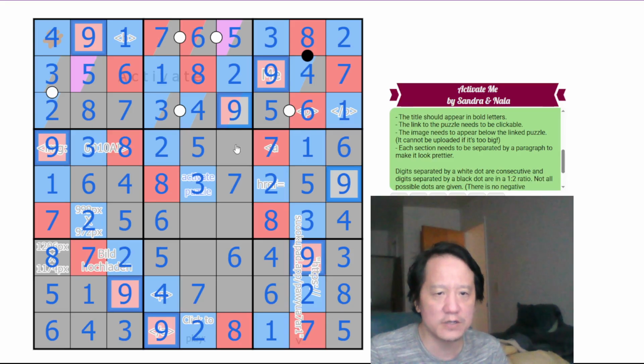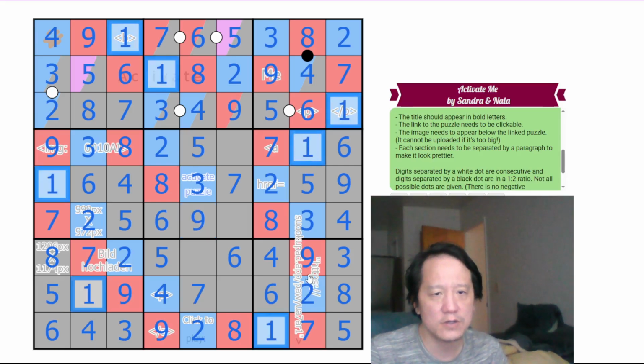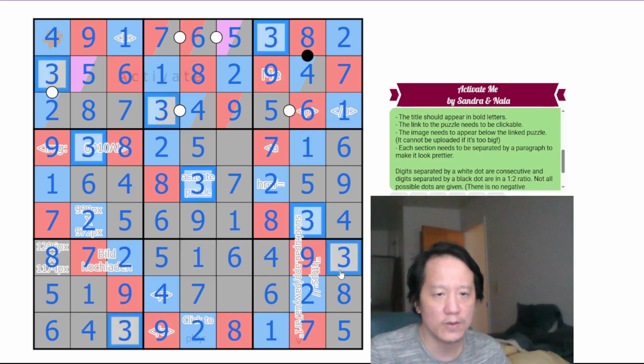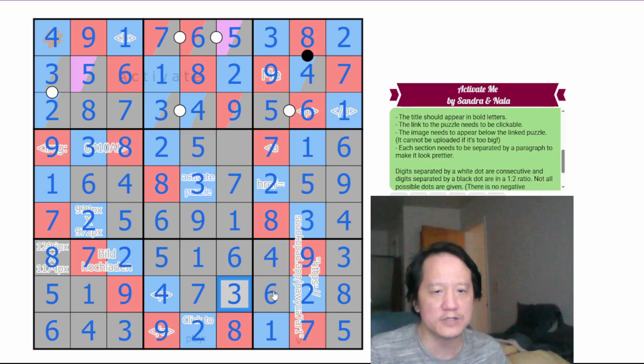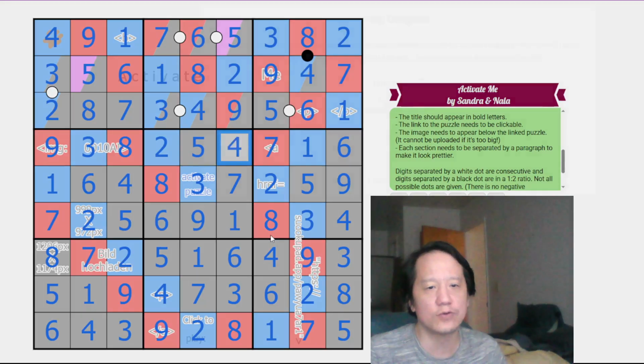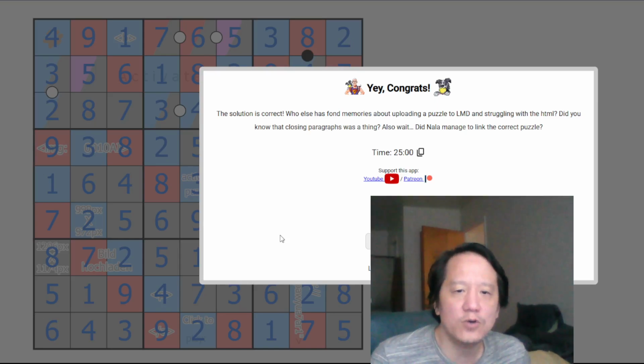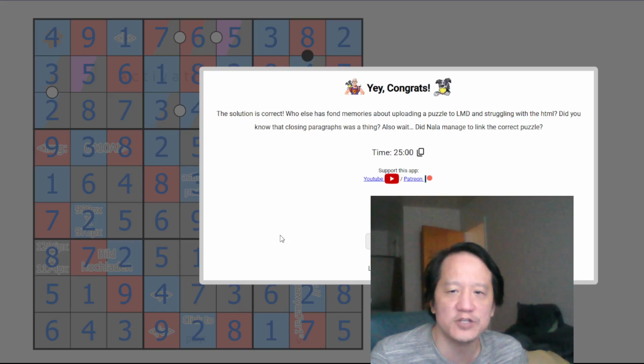9, we have 8 9s, so we know where the last 9 has to be. It has to be there. 1 in box 5 cannot be here because of 1 in the row, so 1 has to be there, and that gives us 8 1s. We know where the last 1 is. It's there. 3, we have 8 3s. We know where the last 3 is. It's there, and that leaves this as a 4. The solution is correct.